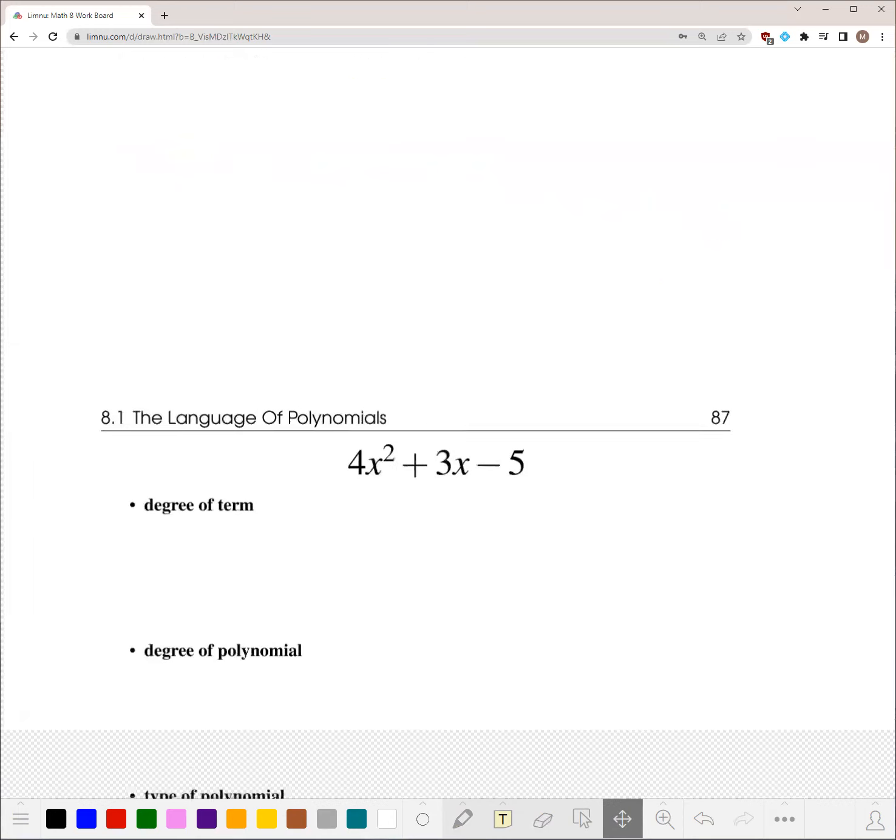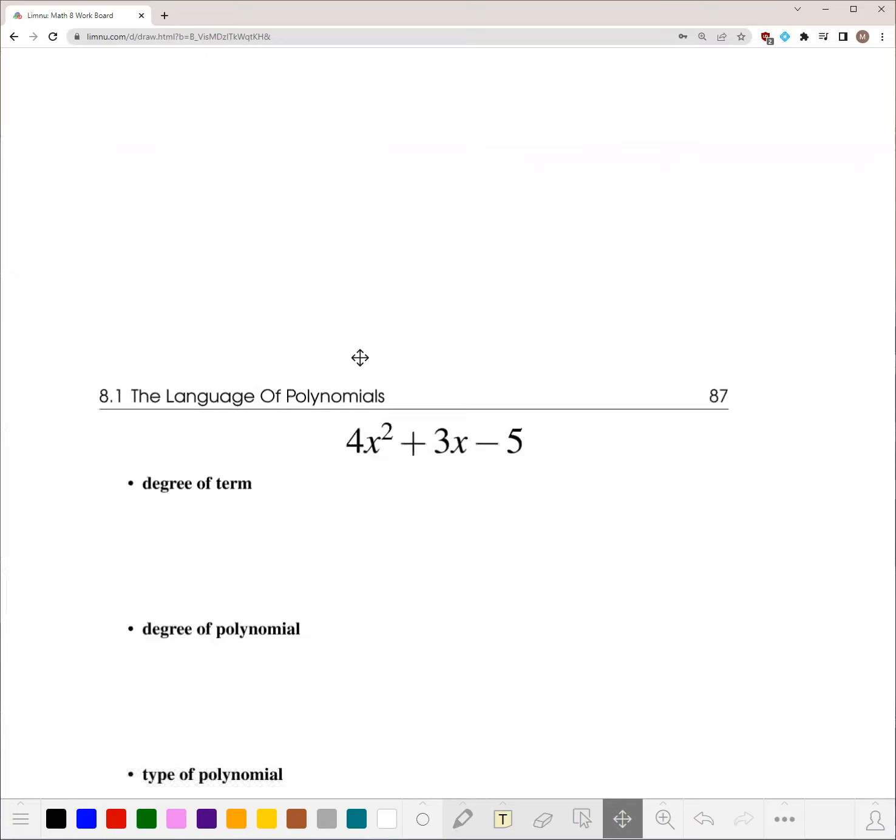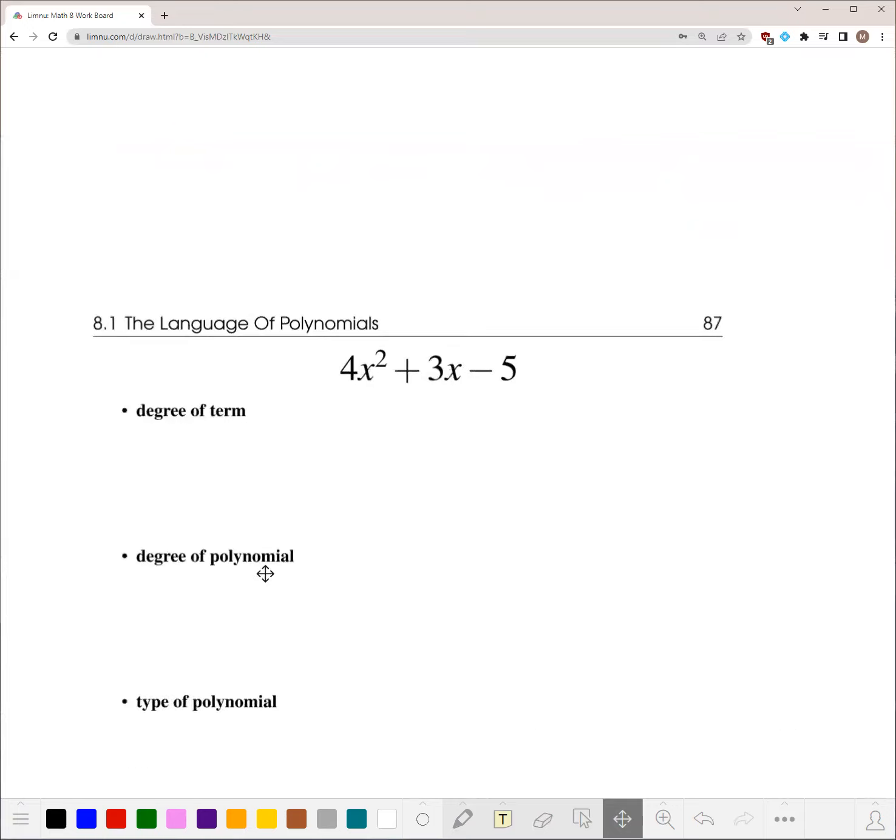A couple other ideas. We talked a lot about terms and what makes up terms. Now we can talk about what degree means. And remember, we said a polynomial has to have whole number degrees for all of its terms. So if this is a term, this is a term, and really we should include the signs in front, so let's do that. This is a term, this is a term. They all have to have a whole number degree.